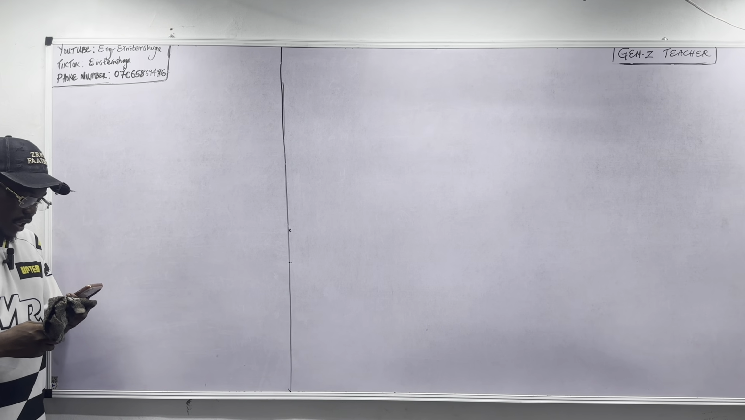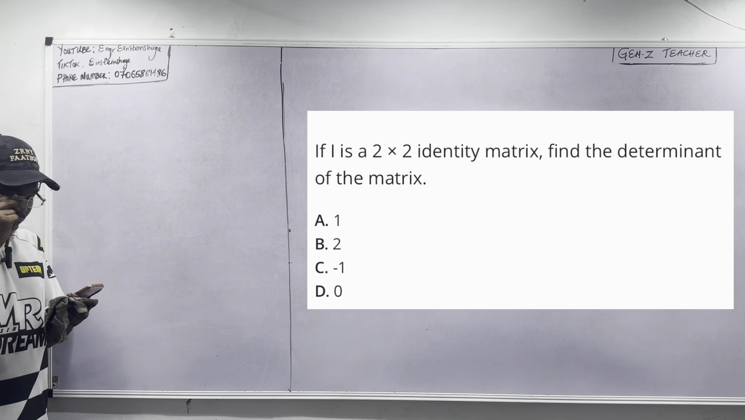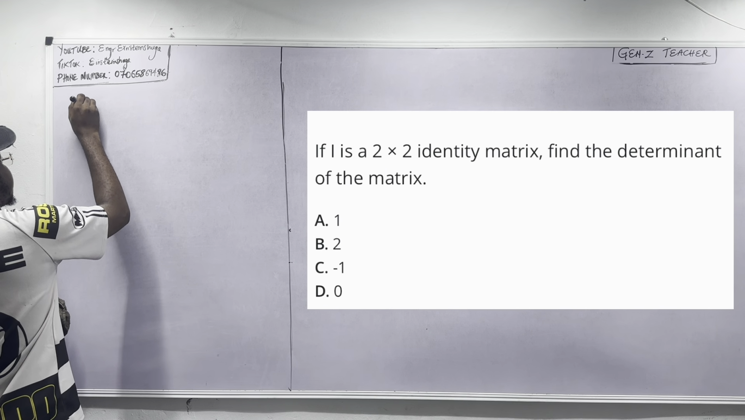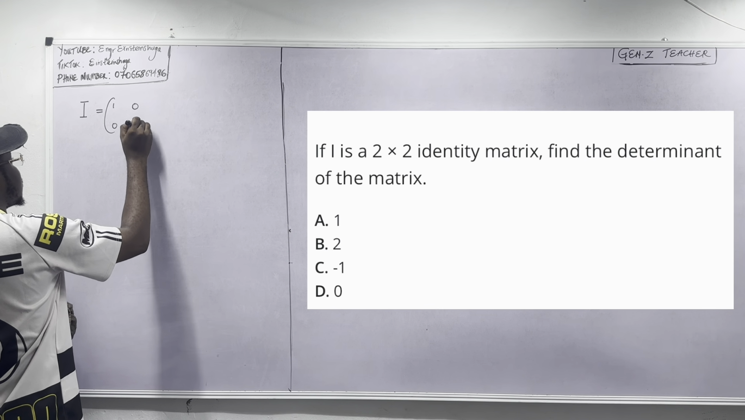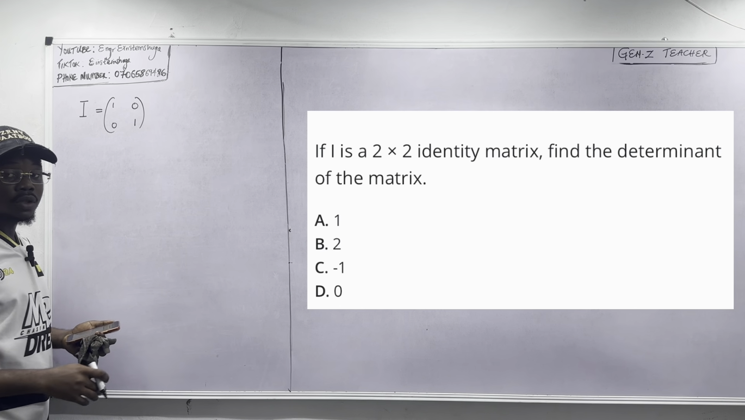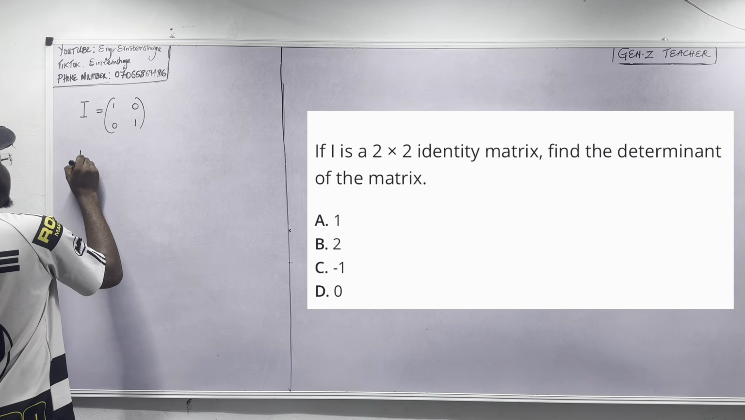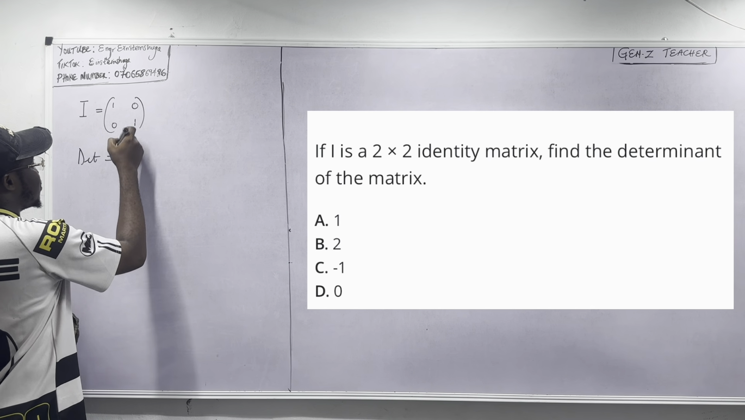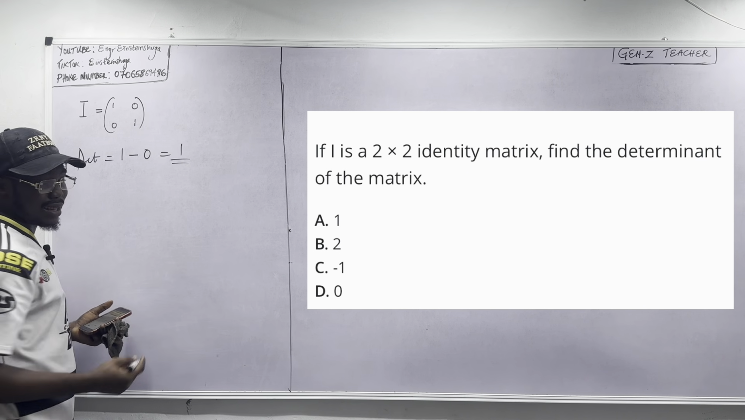Number 15. If I is a 2 by 2 identity matrix, find the determinant of the matrix. Now quickly, the identity matrix for a 2 by 2 is basically 1 0, then 0 1. For this one we have to find the determinant. The answer should be 1, but let's solve that. The determinant is, remember, we are multiplying, so 1 times 1 equals 1, minus 0 times 0 is 0. The answer is 1. That's simple.